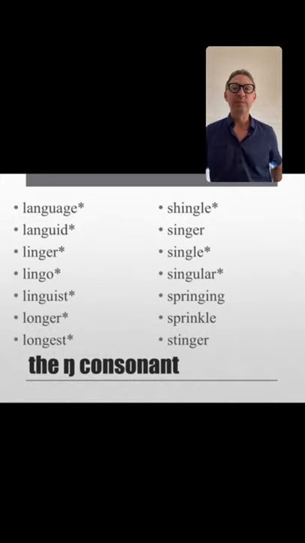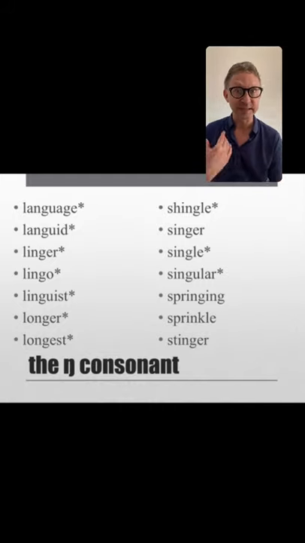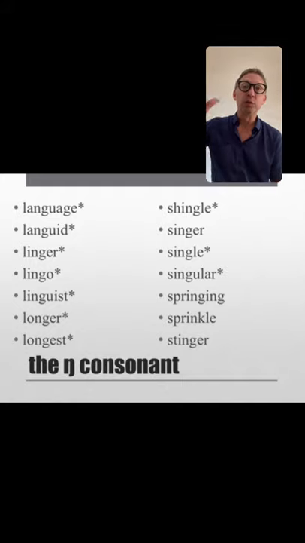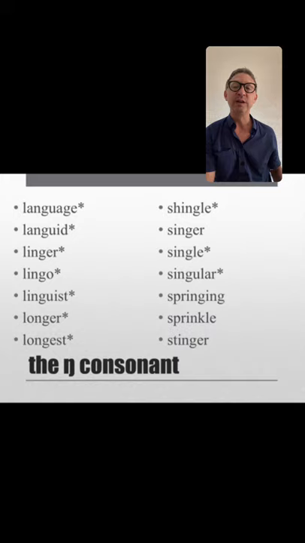Shingle. Now, shingles are those square tar-like objects on your roof, at least in the US, that repel the water off your house onto the ground. You put shingles on your roof, and that repels the water onto the ground.